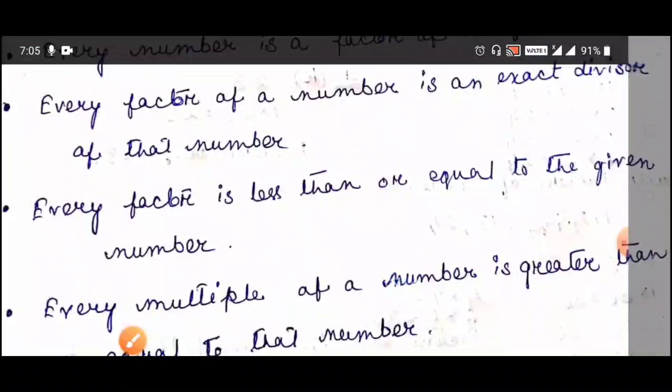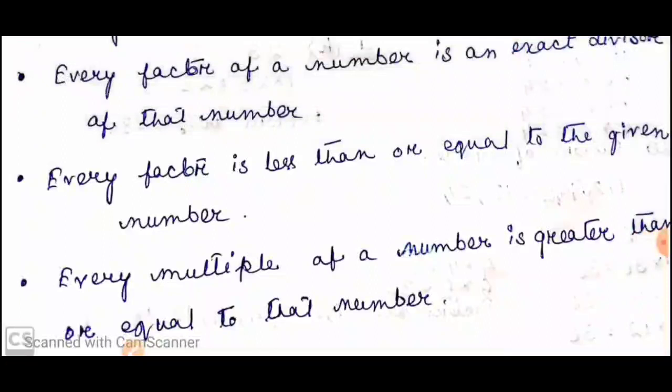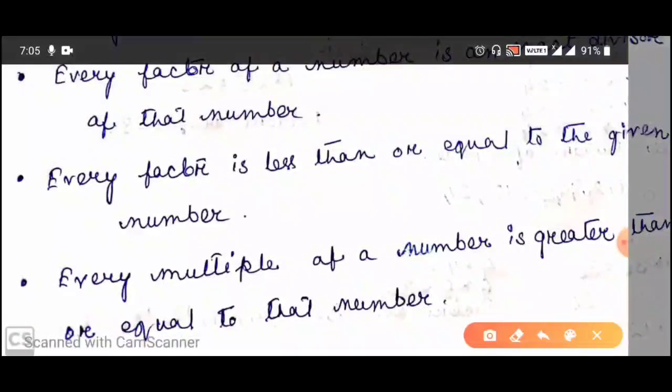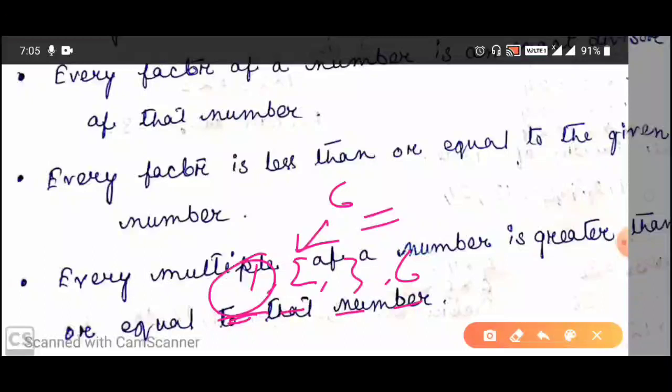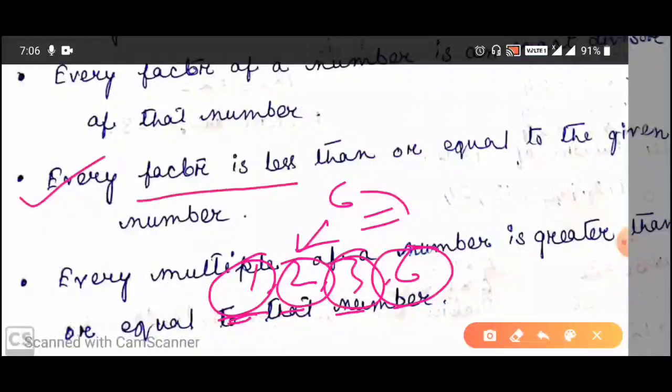Next one is: every factor is less than or equal to the given number. Let us take an example. Suppose 6. The factors of 6 are 1, 2, 3, 6. Now see, every factor is less than 6 or equal to 6. Here 1 is less than 6, 2 is less than 6, 3 is less than 6 and 6 is equal to 6. So from this point we get to know every factor is less than or equal to the given number.